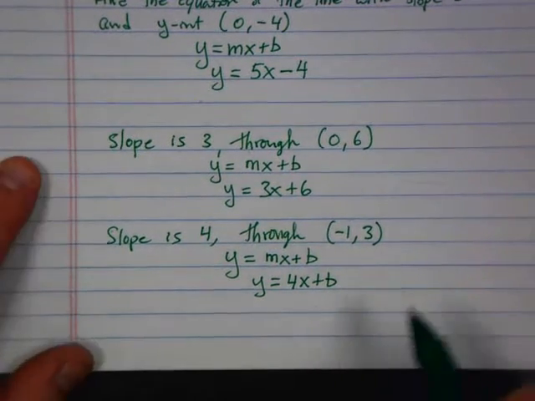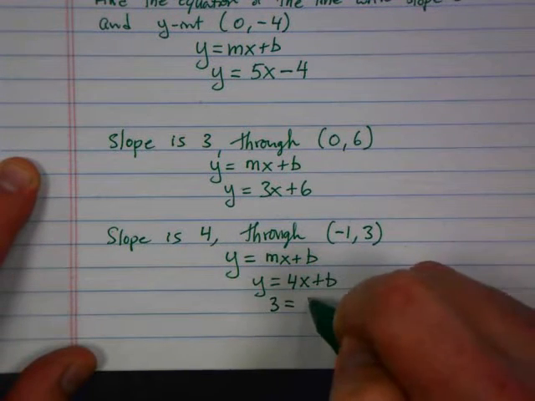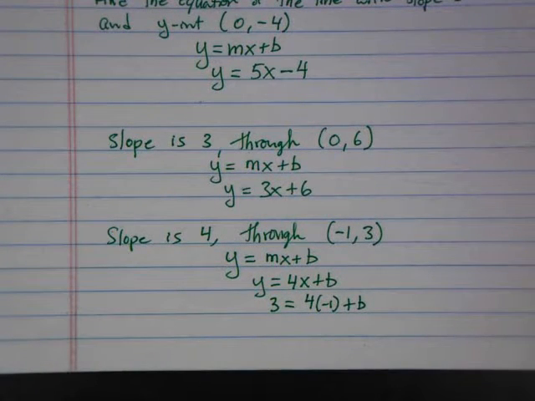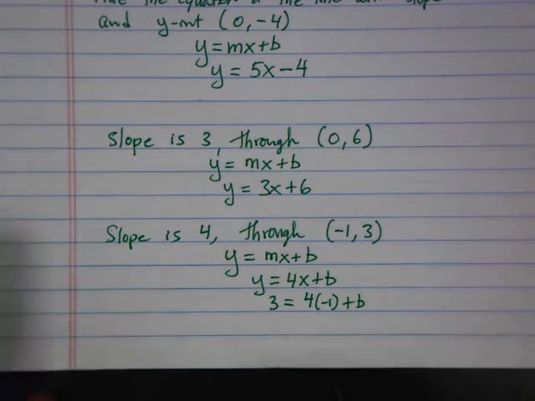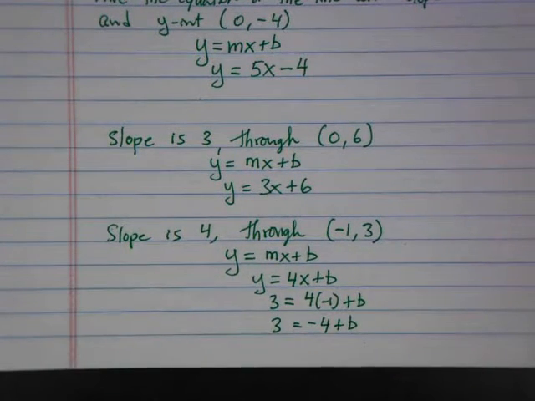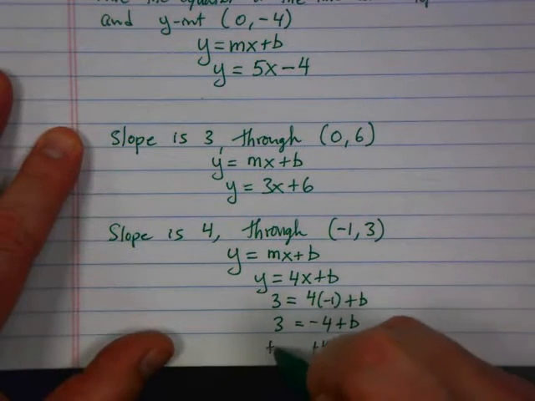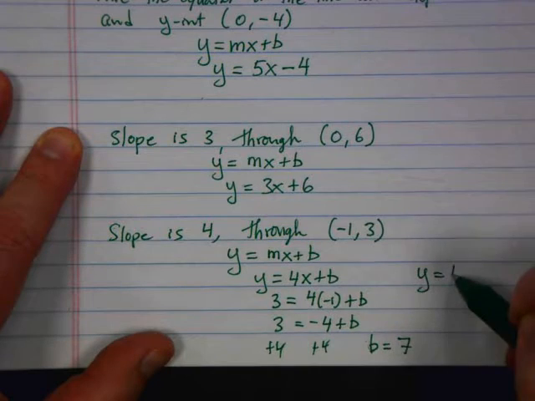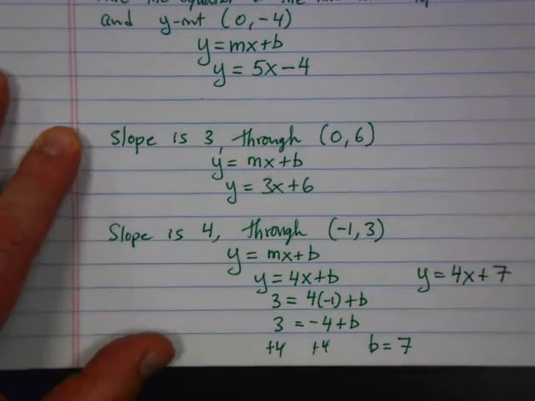And then what will the only letter remaining be? B. So we're going to have 3 equals 4 times -1 plus b, and we're going to solve that equation to get b all by itself. How would you solve that equation? You get b by itself. Yep. Multiply -1 by 4, that's going to give you -4. Combine them. So 3 equals -4 plus b, and you would add 4 to both sides. That's exactly right. So b is 7. Our final answer would be y equals 4x plus 7.